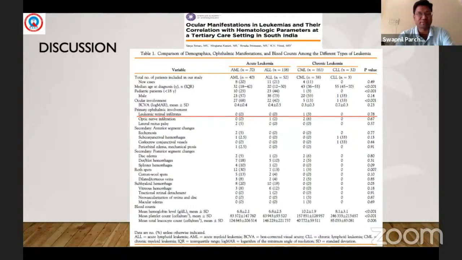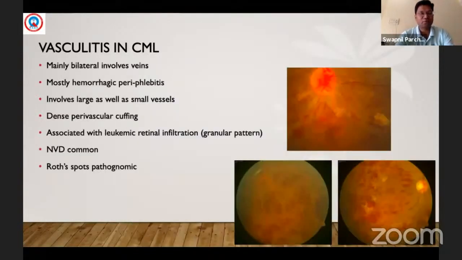So what we can gather from both of my cases is that vasculitis in CML is mainly involving the veins. It is mostly hemorrhagic periphlebitis. It involves large as well as small vessels. They have dense perivascular cuffing. They are associated with granular retinal infiltrates. We can see NVD, and of course, Roth spots are pathognomonic of leukemia.